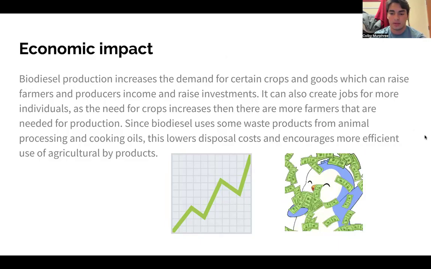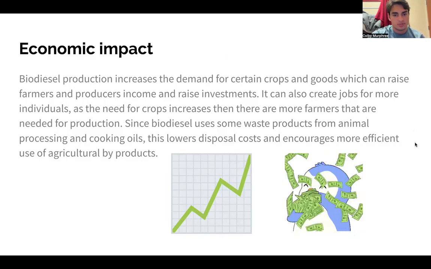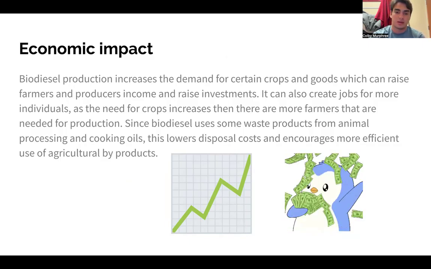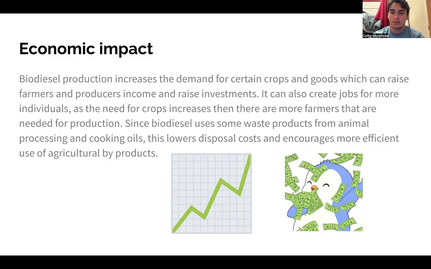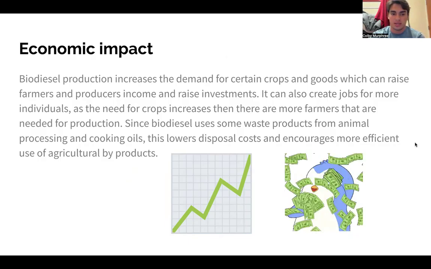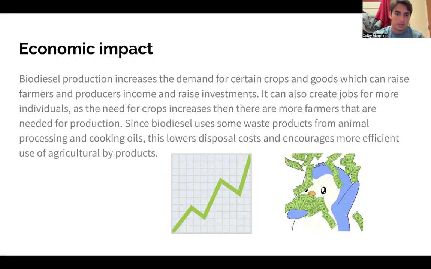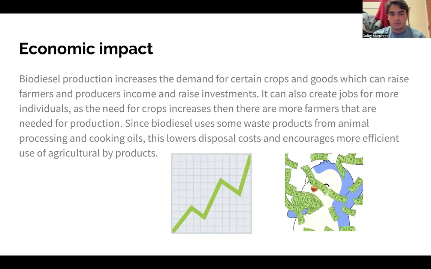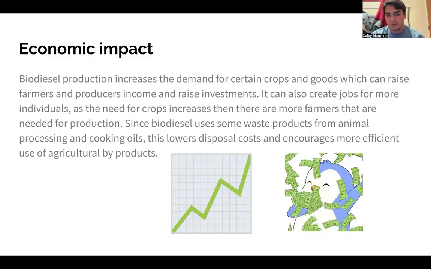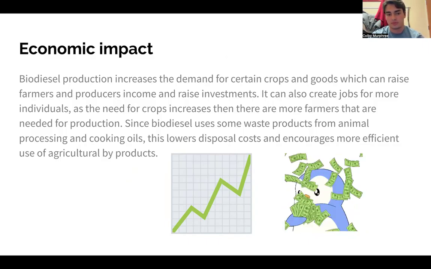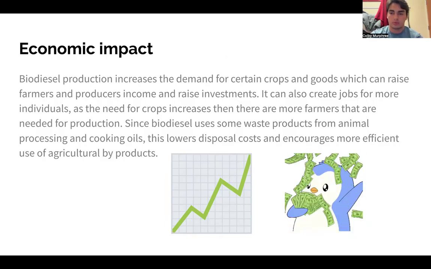So, economic impact. Biodiesel production increases the demand for certain crops and goods, which can raise farmers' and producers' income and raise investments. It can also create jobs for more individuals, as the need for crops increases, then there are more farmers that are needed for production. Since biodiesel uses some waste products from animal processing and cooking oils, this lowers disposal costs and encourages more efficient use of agricultural byproducts.